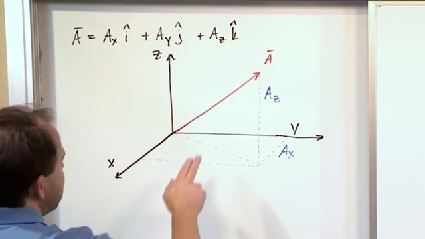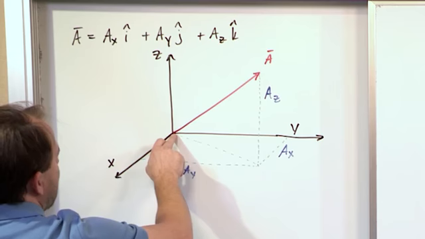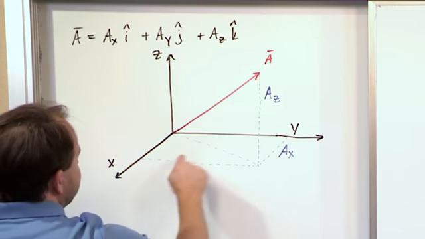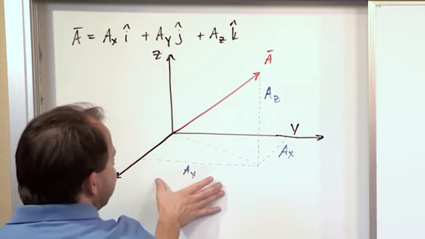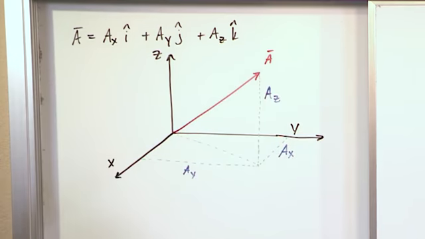So basically, to formulate any vector, you're going to start at the origin, you're going to walk along x this many units, you're going to walk along y this many units, and you're going to go out of the plane up z units. And that is how we formulate a three-dimensional vector.